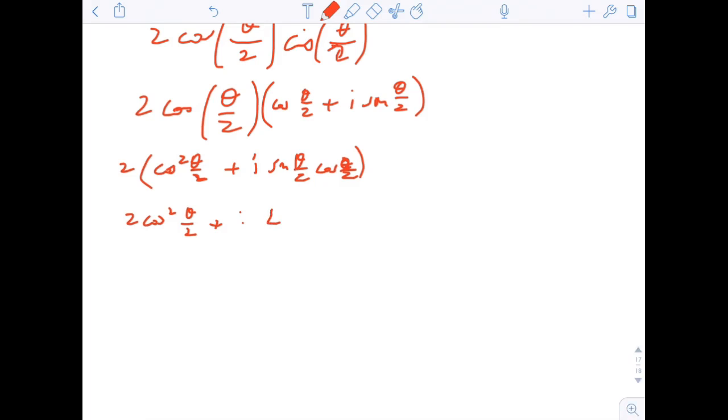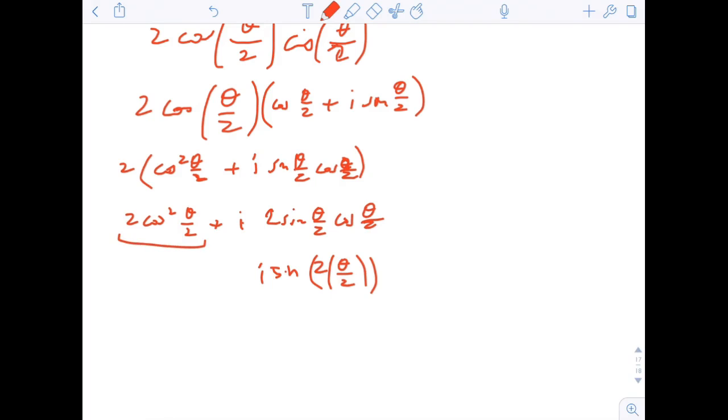First of all, if you have 2 sine cosine, doesn't that make you think of an identity? So 2 sine cosine is equal to sine 2 theta, right? So 2 sine theta divided by 2 cosine theta divided by 2 is the same thing as sine of 2 times theta divided by 2, or theta, right? And that's times i.